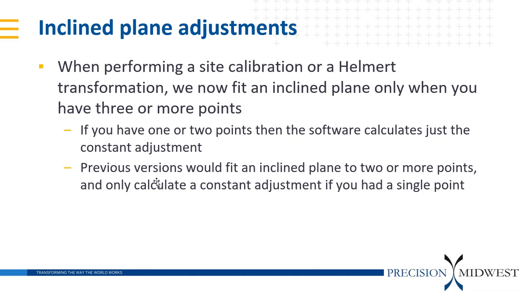Inclined plane adjustments. When performing a site calibration, you now fit an inclined plane only when you have 3 or more points. If you have 1 or 2 points, then the software calculates just a constant adjustment. Previous versions would fit an inclined plane to 2 or more points and only calculate a constant adjustment if you had a single point.